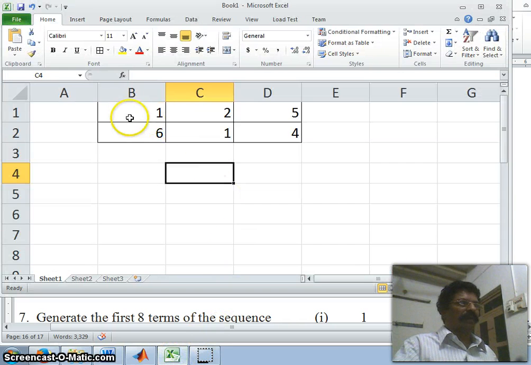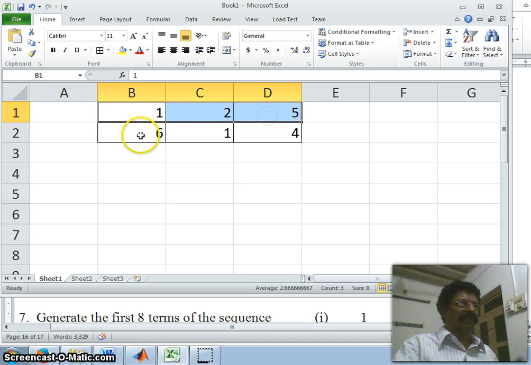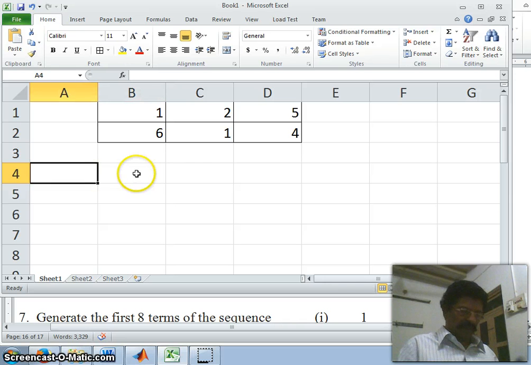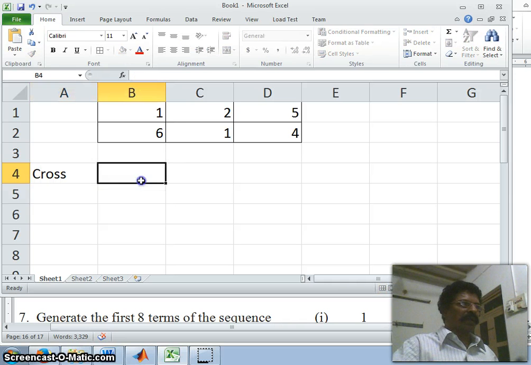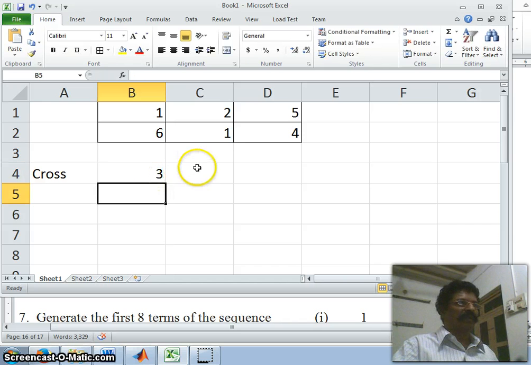I have taken a simple example. For example, this is a vector (1, 2, 5) and this is a vector (6, 1, 4). Now, how do we calculate the cross product? For the first term: 2 into 4 is 8, minus 1 into 5, which is 5. Therefore, this value is 3.